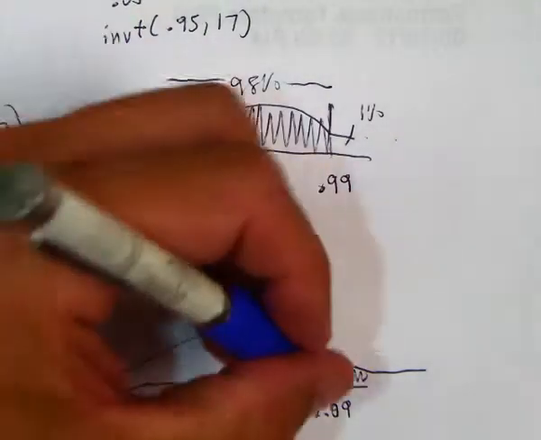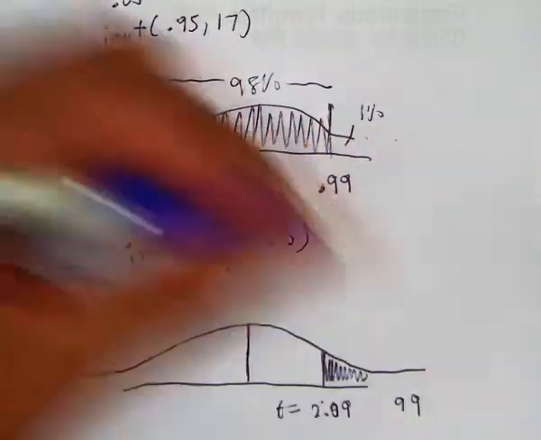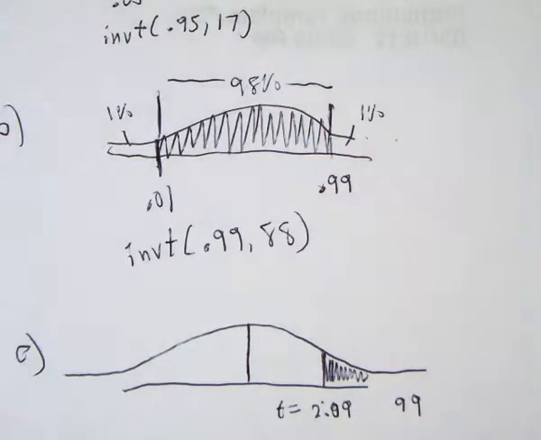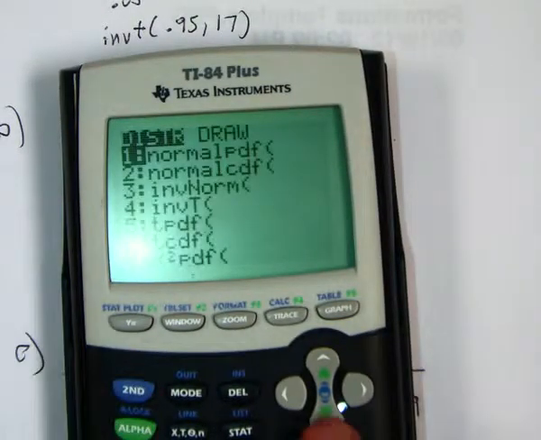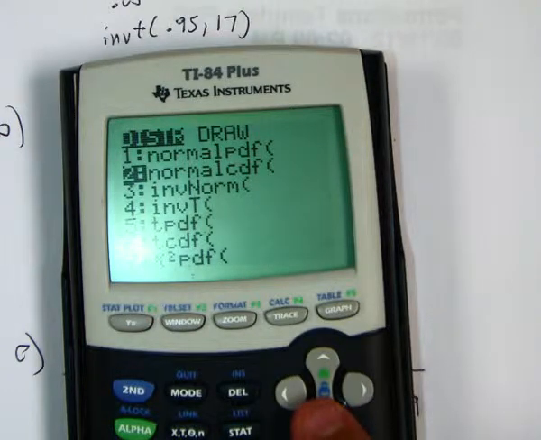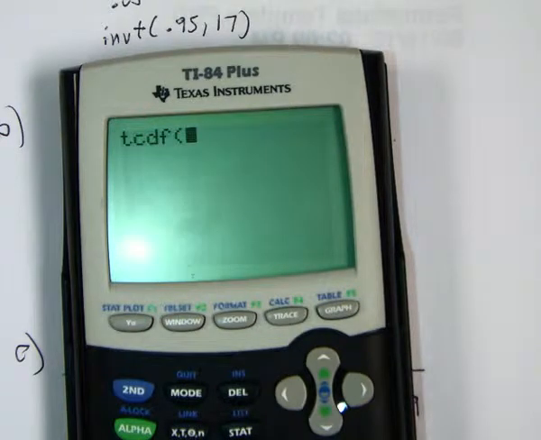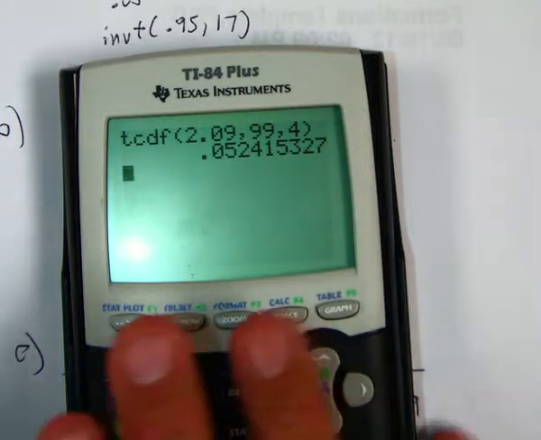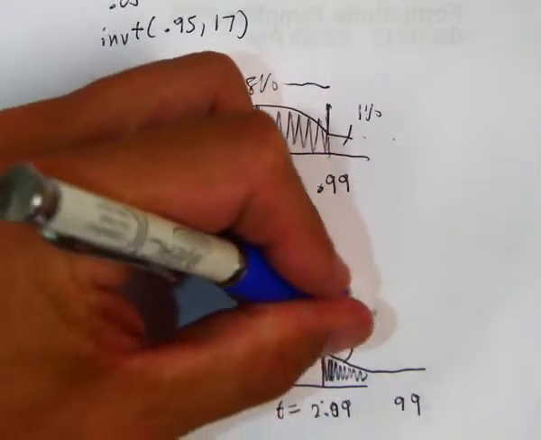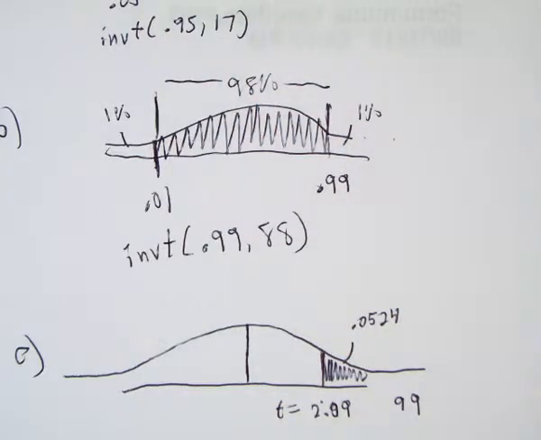So you remember how to do that? You go from 2.09 to 99, and then we got to put the degrees of freedom. We use norm CDF when we're doing normal models. We're not using a normal model. We're using a T model. So we're not going to use norm CDF. We're going to use TCDF. And that's this one right down here, number 6. So you're going to say, okay, calculator, go from 2.09 to 99. And then we have 4 degrees of freedom. So that area right there is 0.0524. So that's 5.24% of that curve is shaded.